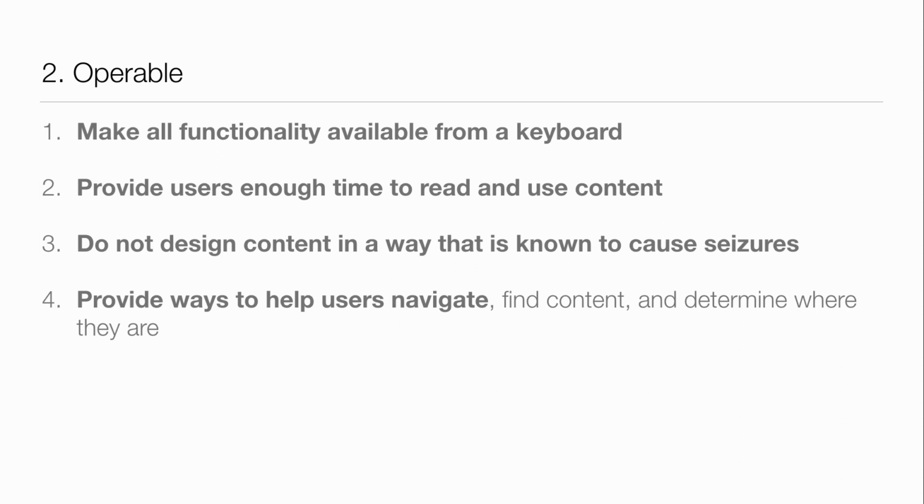Part 2, operable. So what do we mean by being operable? If your website or system makes all functions available from a keyboard, provides users enough time to read and use content, and provides ways to help users navigate content. If you design content in a way that is known to cause seizures, you won't get through this, so do not design that way. So let's go into that.